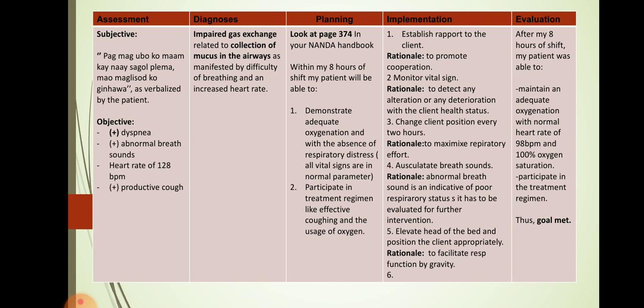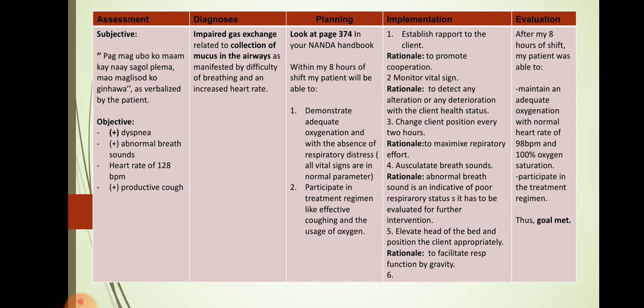The fourth implementation would be auscultate breath sounds. So why do we need to auscultate? Of course, abnormal breath sounds are indicative of poor respiratory status. So it has to be evaluated for further intervention. So paano mo malaman nga there is actually already a deterioration or there is actually a poor respiratory status, by doing an auscultation, right? The fifth intervention would be you have to elevate the head of the bed and position the client appropriately. So why do you need to do this one? Of course, to facilitate respiratory function by gravity.